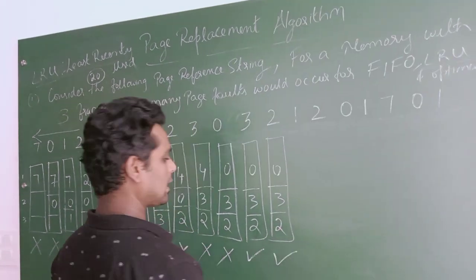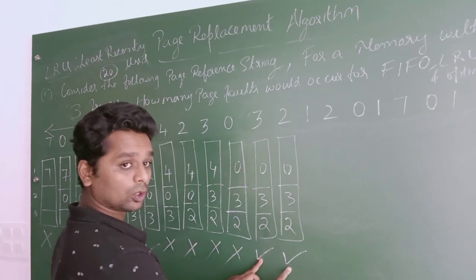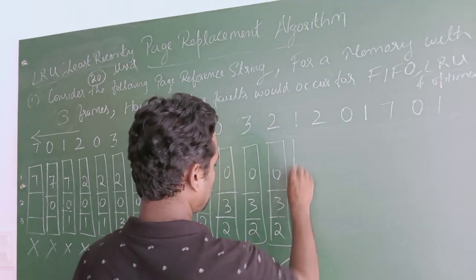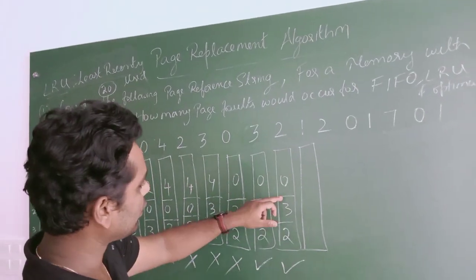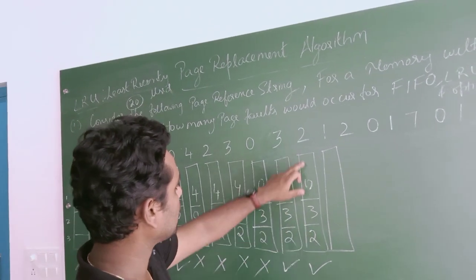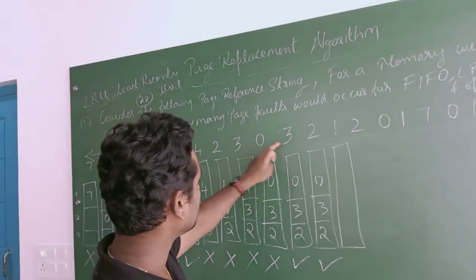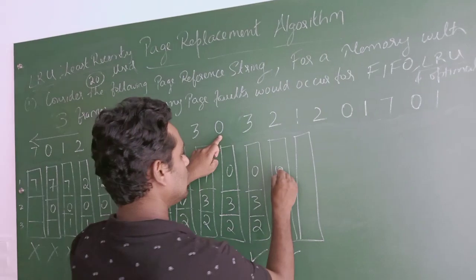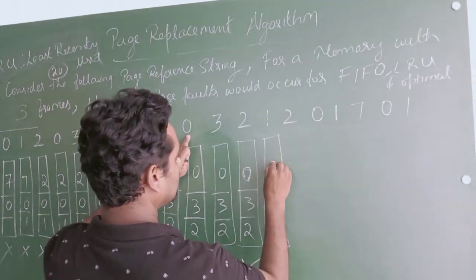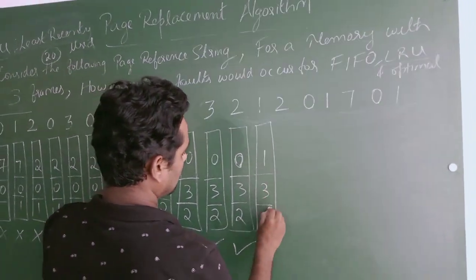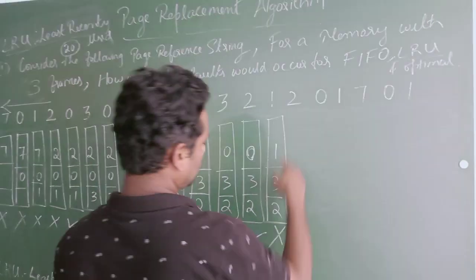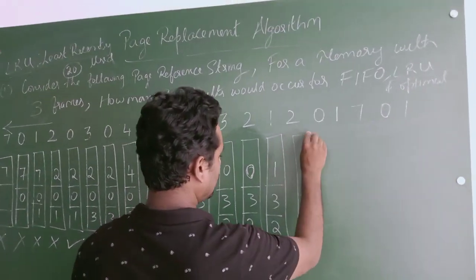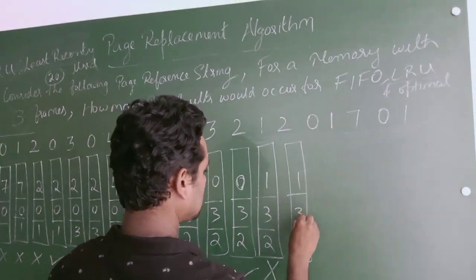It is called as what? Page hit. So both are called page hit. Okay, 1 is not in memory, you have to go for replacement. In 0, 3, 2, with 2 here and 3 here, the least used is 0. So swap out 0 and swap in 1. Replace, page fault. 2 is already in memory, don't go for replacement.